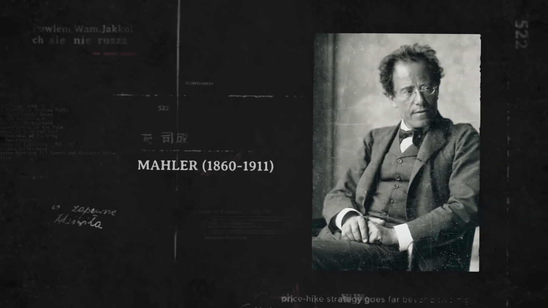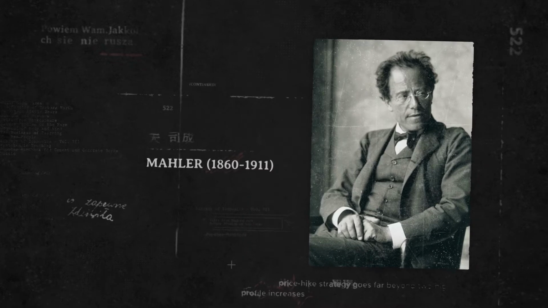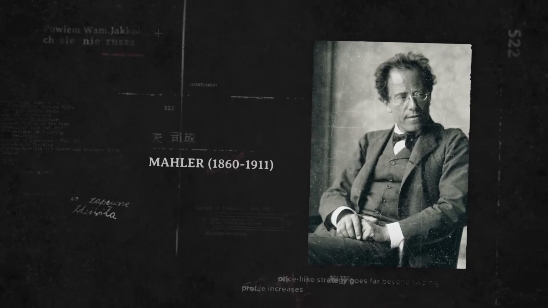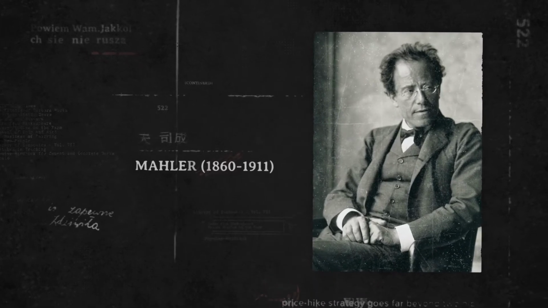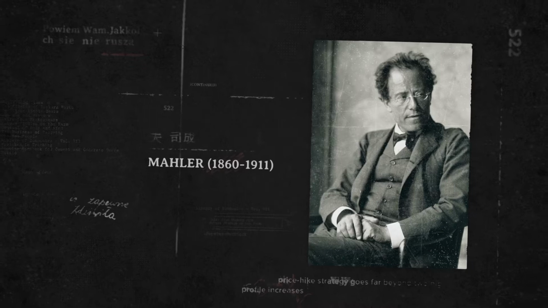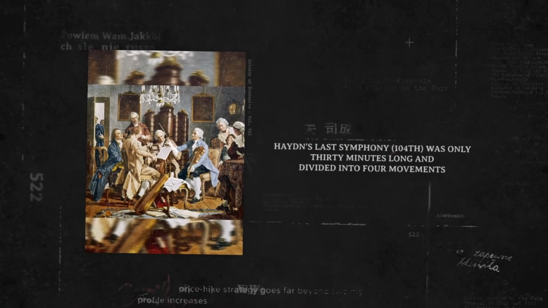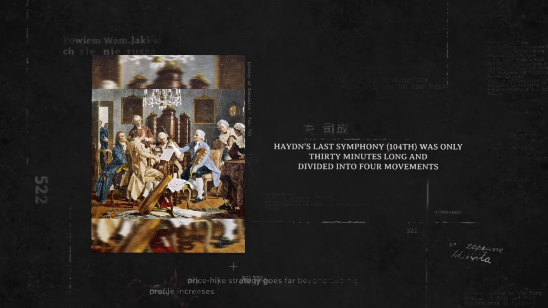Mahler, 1860 to 1911, could never conceive of his Second Symphony, the Resurrection, without Beethoven's symphonic output. With the shift in artistic focus during the Romantic era, we find composers modifying and even breaking classical musical forms. Haydn's last symphony, the 104th, was only 30 minutes long and divided into 4 movements.